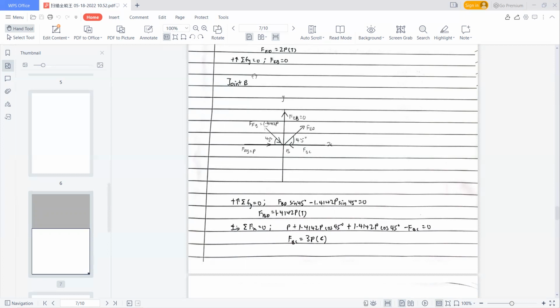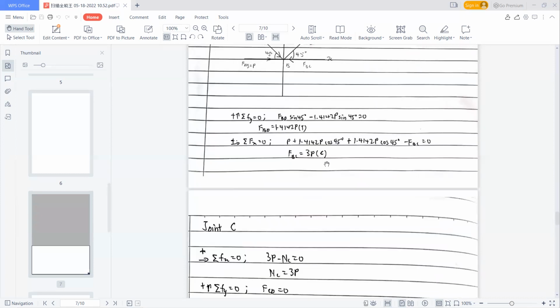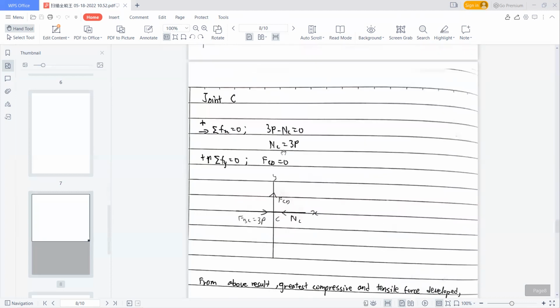So since F for EB equals 0, we can find the force for BD and the force for BC. Sum of Fy equals 0, so we find the force for BD, which is the same answer, 1.4142 P for the tension. When sum of Fx equals 0, we substitute into the equation, and we find that the force for BC equals 3P.